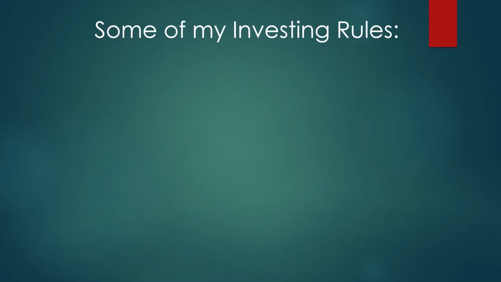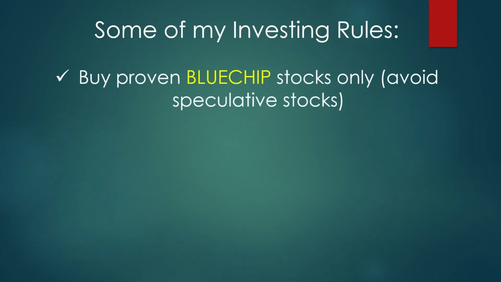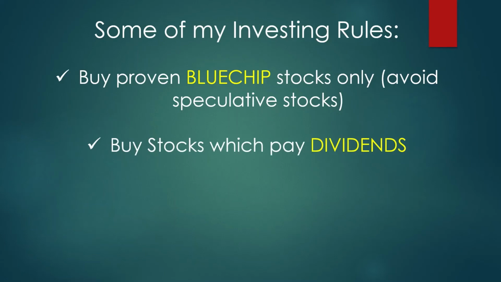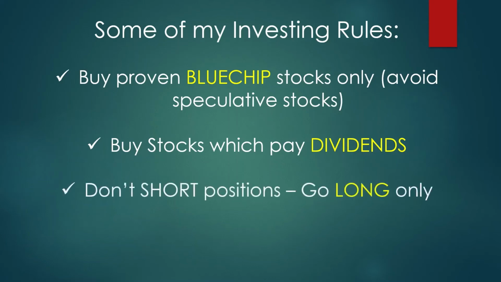Here are some of my investing rules. Buy proven blue chip stocks only, avoid speculative stocks. This ensures the company whose shares you're buying has had a good track record and more likely potential of future growth. Buy stocks which pay dividends. Do a quick search of the stock before buying to ensure it recently paid a dividend or is about to. This is a good indicator that the company has future potential of growth. If the company recently stopped paying dividends, it may be a sign that their growth potential may be challenged.